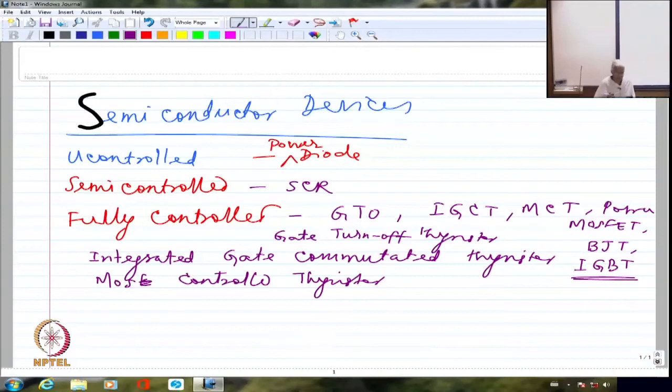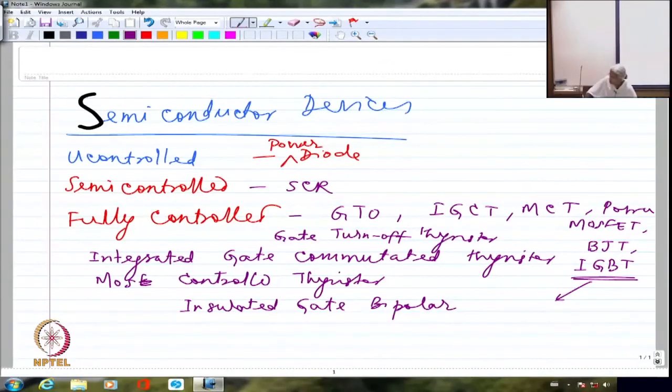So this is known as insulated gate bipolar transistor. This is actually, as the name indicates, the gate will be insulated from the rest of the device. So it's known as insulated gate bipolar transistor. So these are the devices we will be discussing.